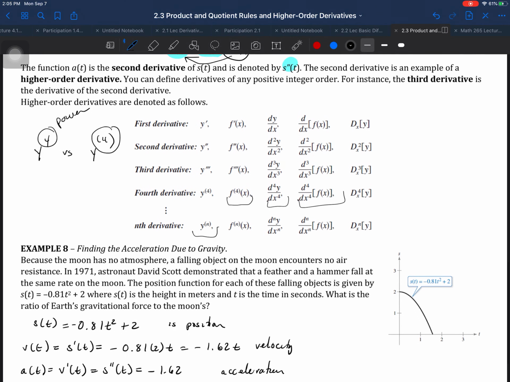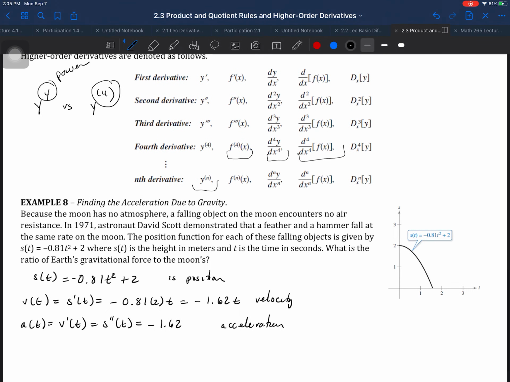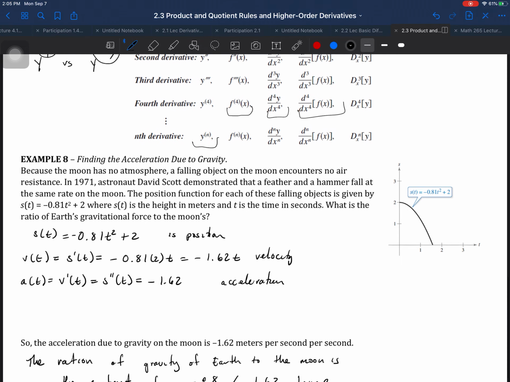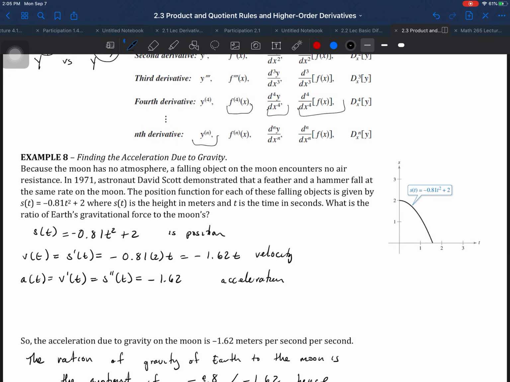You can actually go and continue to take derivatives for some functions, specifically periodic functions. But also there are a lot of functions that can have many derivatives, so infinite derivatives. So let's find the acceleration due to gravity.